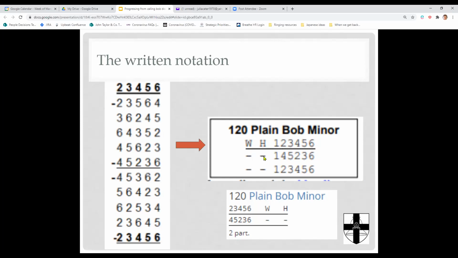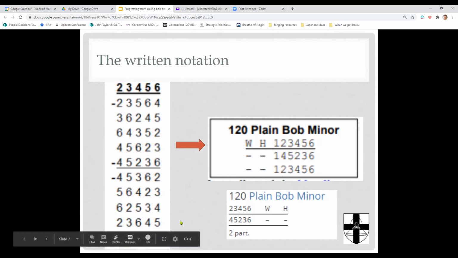Then you go from the home and go down to the next line, like reading a book. Oh, there's a dash under the wrong, right, I need to put a wrong in. There's a dash under the home, right, I need to put a home in. And then it tells you the bell order at the end of that sequence of bobs, which is, as we know, 1 2 3 4 5 6.